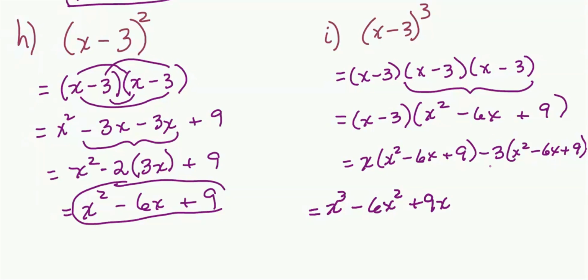And now we're distributing a negative 3 into the trinomial. So we'll have minus 3x squared. Now what? Negative times a negative, we have positive 18x. Watch your signs. And minus 27.